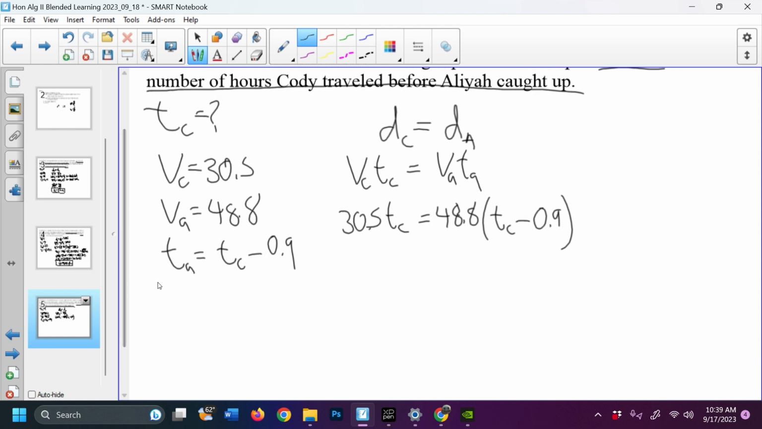And so now I'm just going to distribute again. So I've got 30.5 times the time that Cody traveled is equal to 48.8 times the time that Cody traveled. And then I have to distribute this 48.8 times this 0.9. I've done that on a separate sheet of paper, and that comes out to be 43.92.